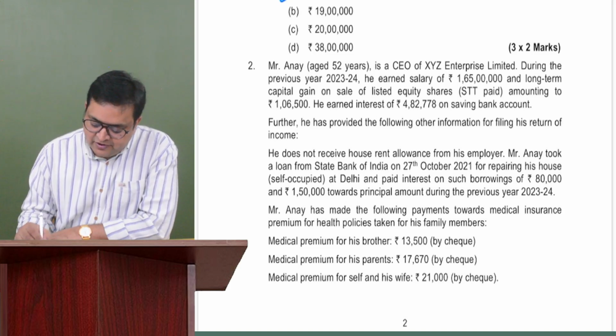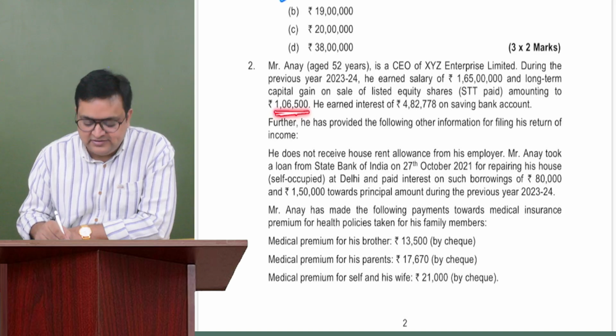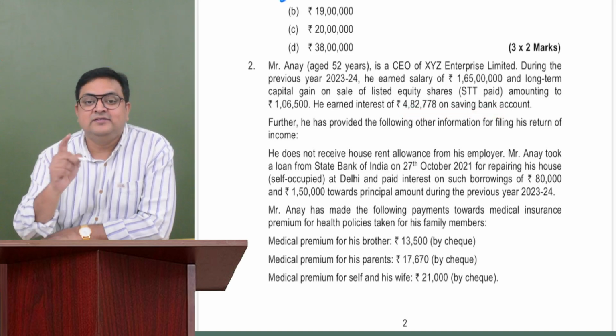So he earned salary of 1 crore 65 lakh and long-term capital gain on sale of listed shares amounting to rupees 1 lakh 6,500, again LTCG 112A. He earned interest of 4 lakh 82,778 on saving bank account. He's earning saving bank account interest.